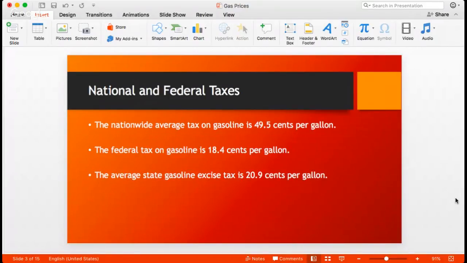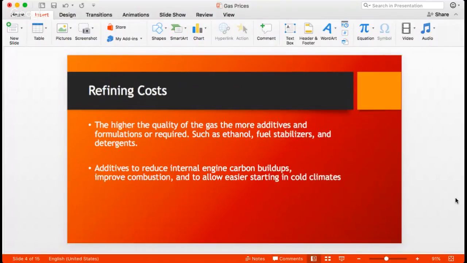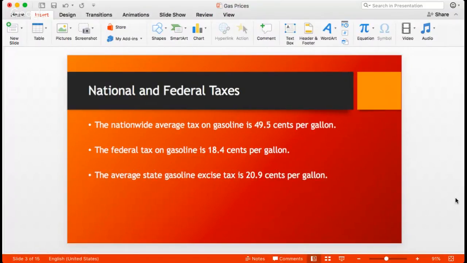National and federal taxes are the nationwide average tax on gasoline, which is about 50 cents per gallon. The federal tax on gasoline is about 19 cents per gallon, and then you add in the state tax, which varies from about 23 cents to about 18 cents, but the average is about 21 cents per gallon. So before you even buy your gas, 50 cents has already been added into that $2 that you're spending on gas.